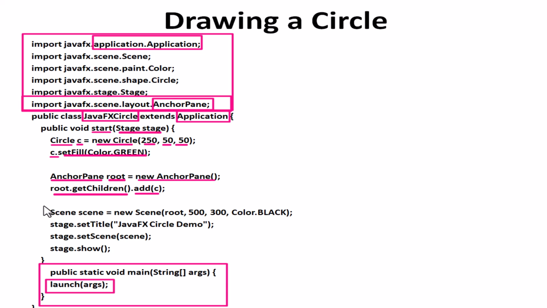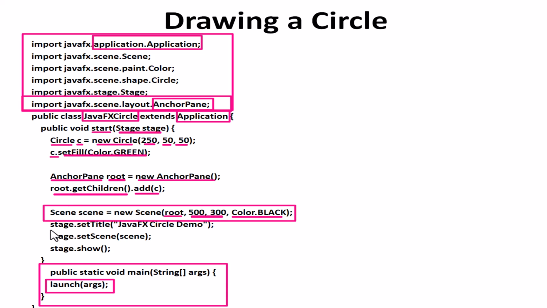Now we are going to create a scene. The scene object is also Scene. The scene should be created with the black color, and whose coordinates are 50, 50. Now the root is added to the scene. So the scene should be shown, and it will be in the black color.